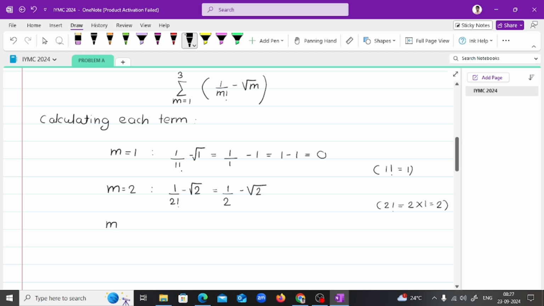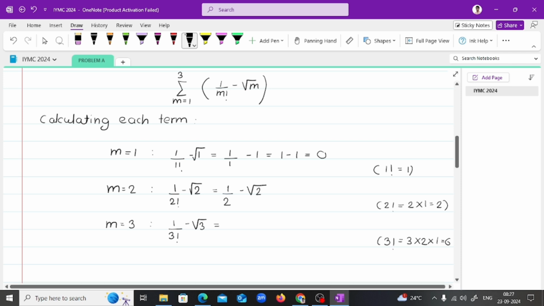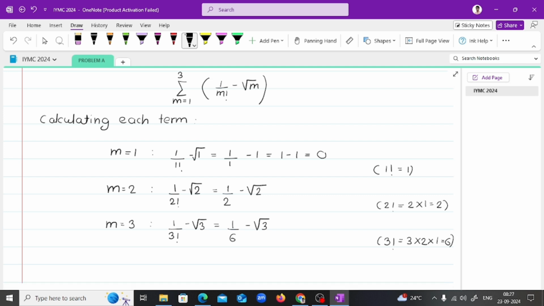And now we will find the value of the bracket for m is equal to 3. For m is equal to 3, it will become 1 upon 3 factorial minus square root of 3, and we know that 3 factorial is equal to 3 into 2 into 1, which is equal to 6. So the value is 1 upon 6 minus square root of 3. Here also we will keep square root of 3 as it is. We will not simplify it further, and we will not find the decimal value. If it is required, then we will find it later.